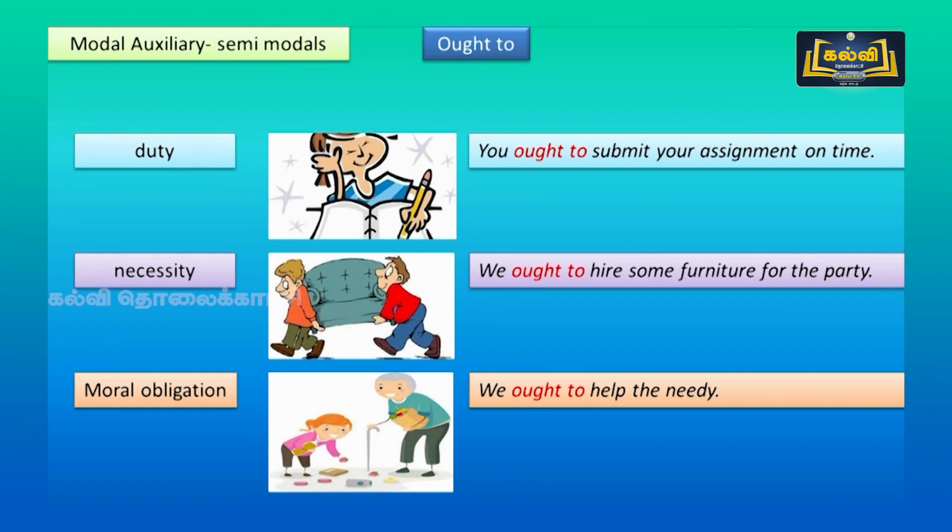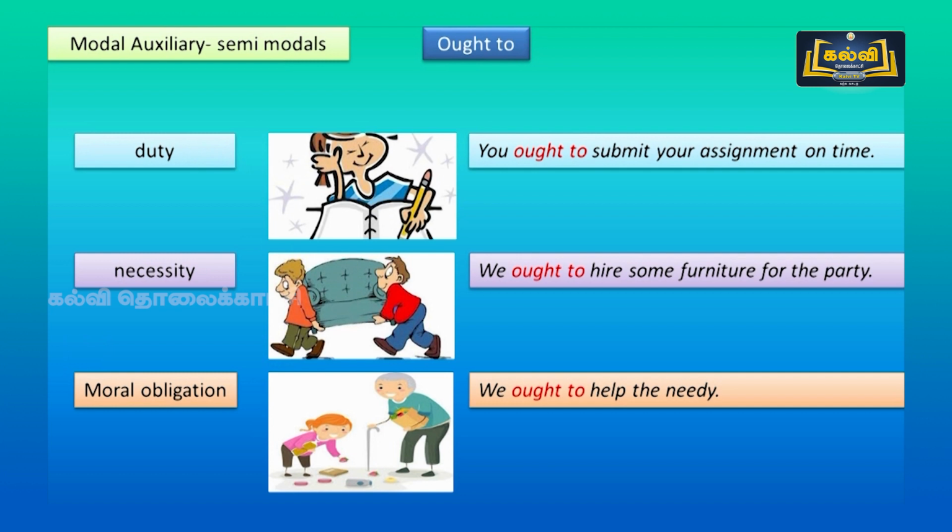Right, look at the picture. Look at the first sentence. You ought to submit your assignment on time. Here, ought to is used to show a formal duty. Right. Coming to the next one. Ought to is used to show a necessity. We ought to hire some furniture for the party. Right, that is a necessity.